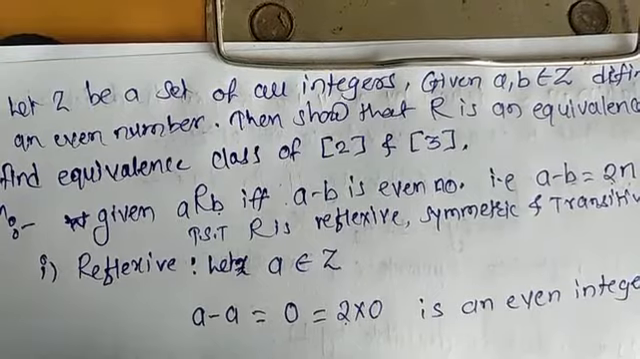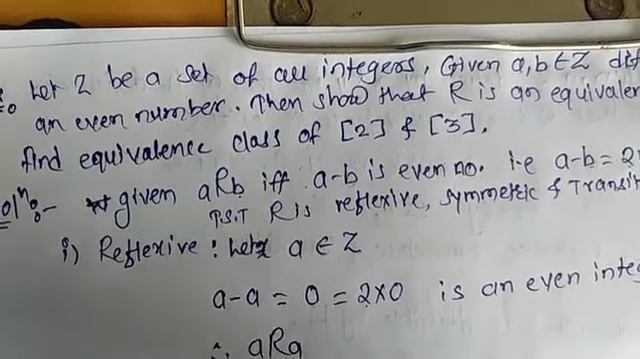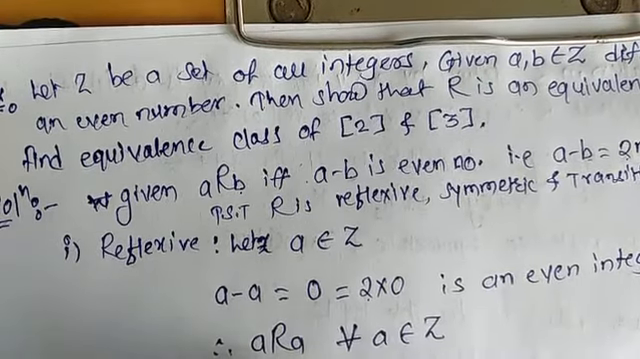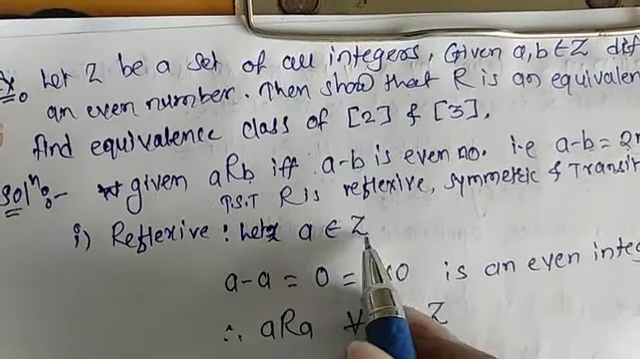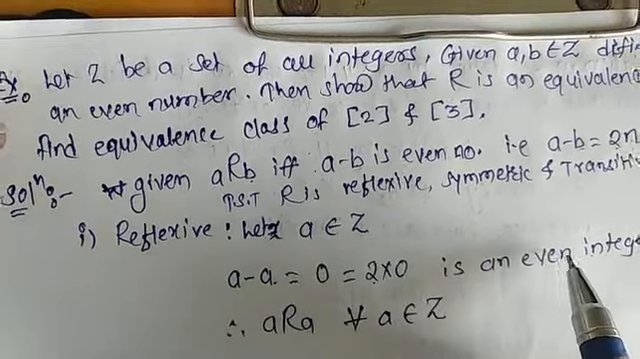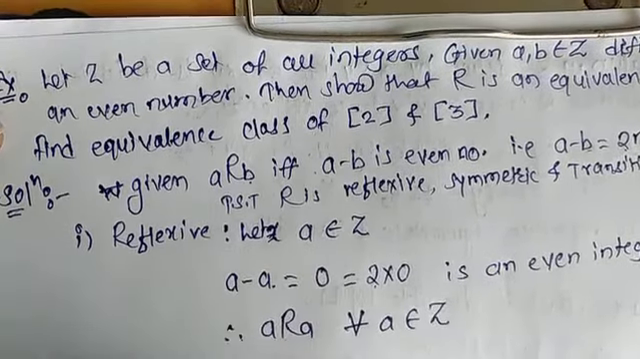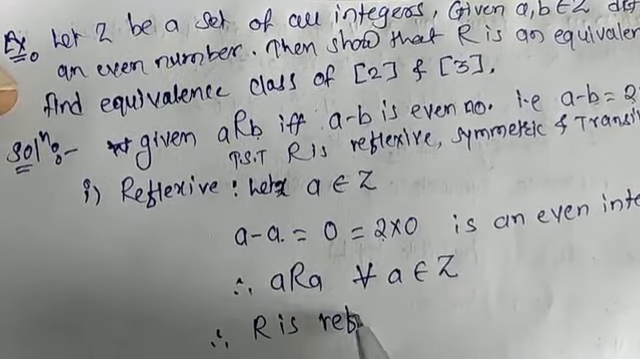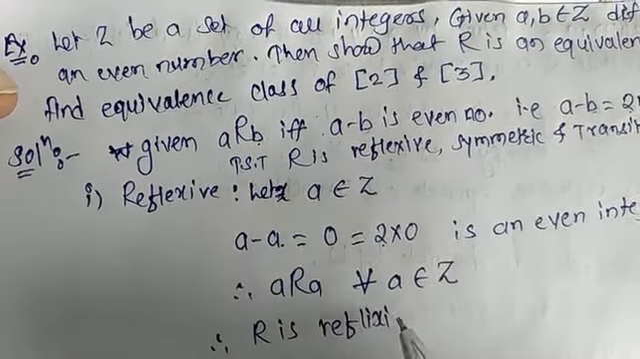Therefore we can say that a is related to a for all a belonging to Z. That means for any integer in Z, we can write a minus a is an even integer. Therefore R is a reflexive relation.